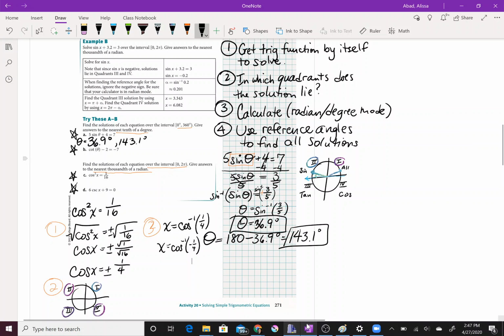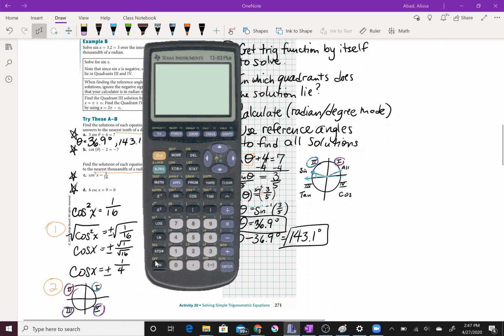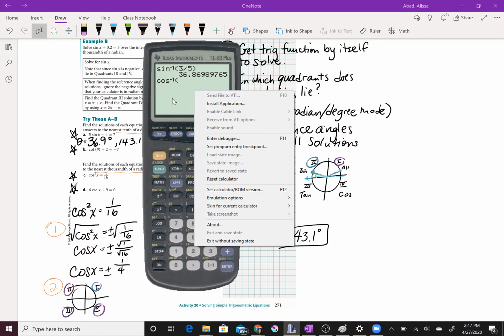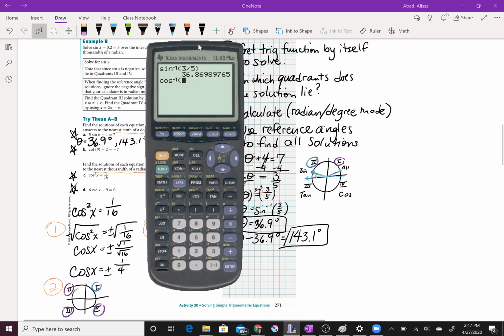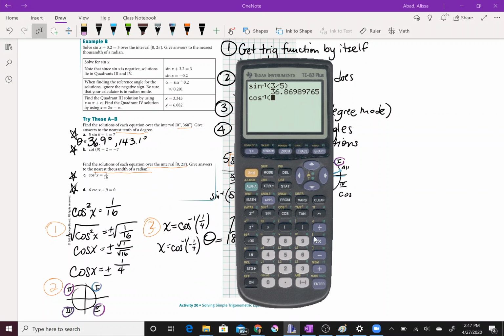Okay, let's see here. So again, I'm going to need to make sure this is in radians. Quit. Then I'm going to do inverse cosine. Let me move this over a bit. Inverse cosine of 1/4. And I should get 1.3, and it's going to be to the thousandth, 1.318 radians.